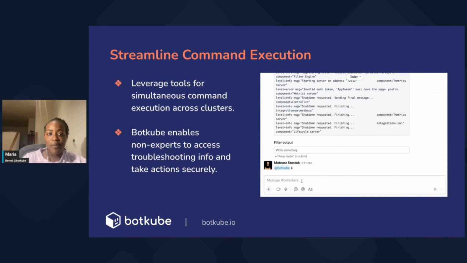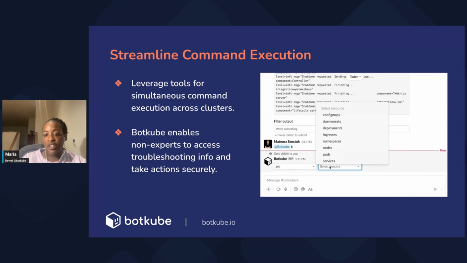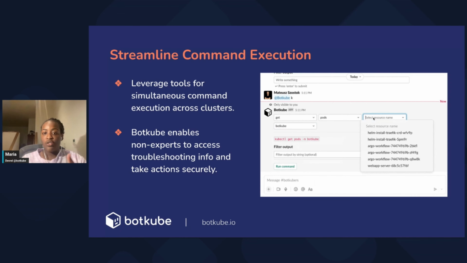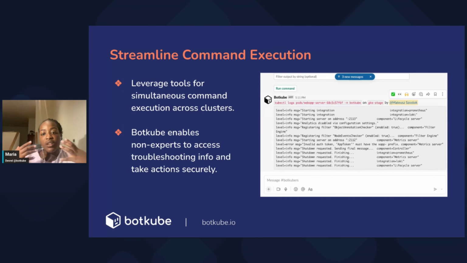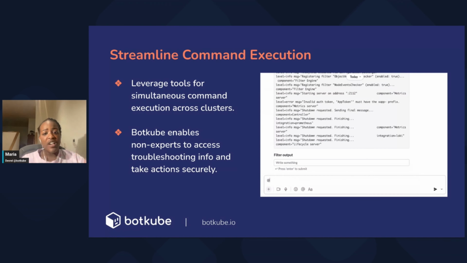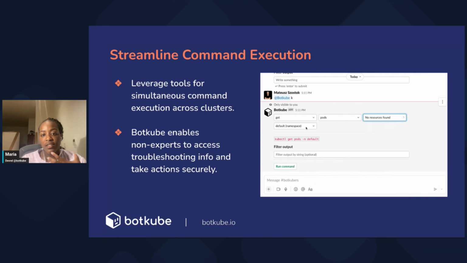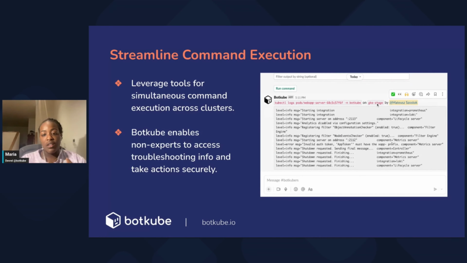And next, we have streamlining command execution. So here you see Botkube. You're able to change your namespace. You're able to change the cluster and run commands across multiple clusters. So this allows you to scale fairly easily and fairly quickly. And you're also able to give non-Kubernetes experts the ability to run Kubernetes commands or Helm commands or any executor that you choose, fairly easily and very quickly within the communication platform.